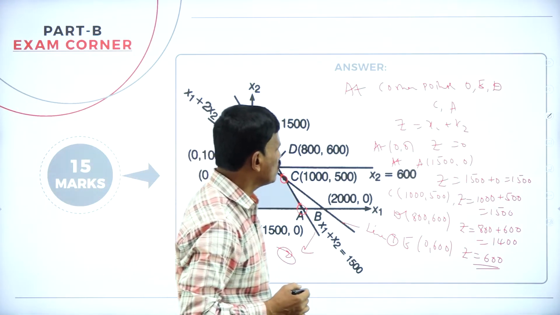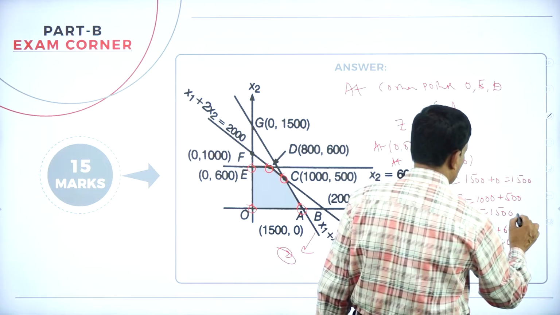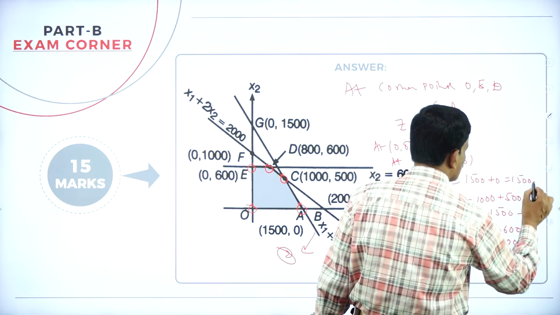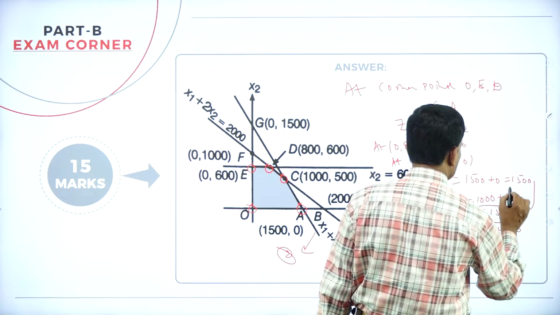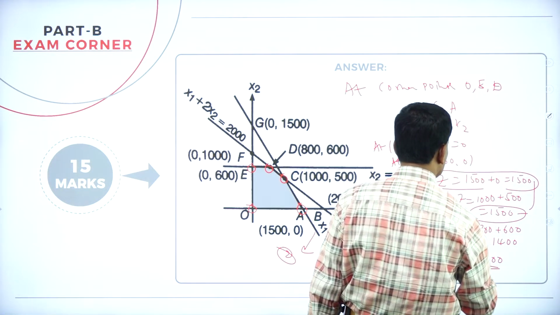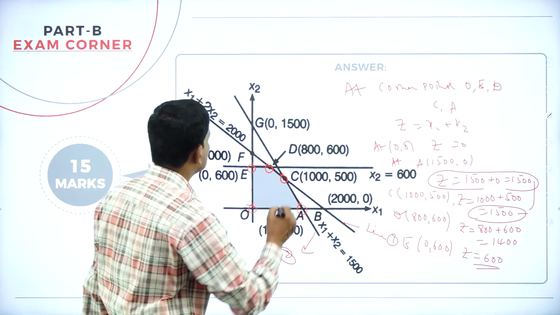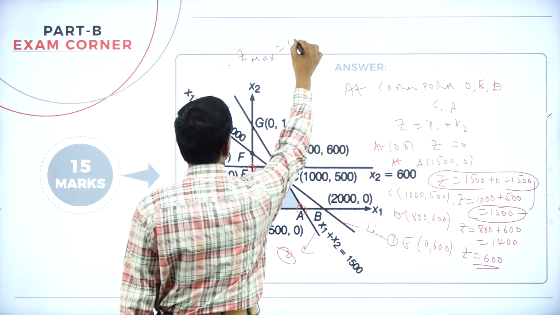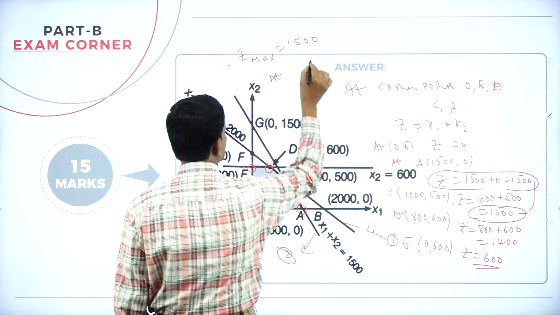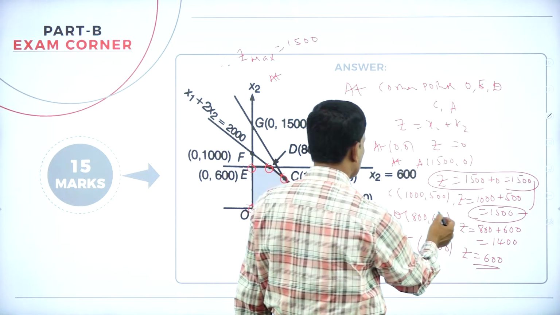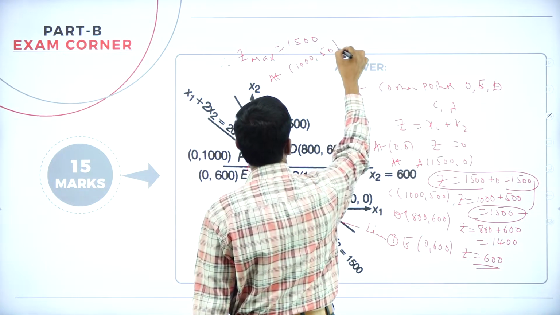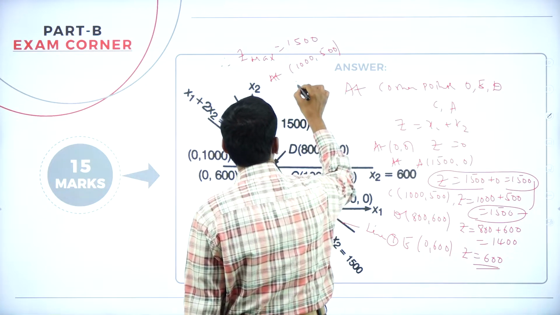So what is the maximum value? Here, this is the maximum value and this is the maximum value. So there are two maximum values, 1500 and 1500. Two maximum values are there. Therefore, Z maximum is equal to 1500 at what points? One point is (1000, 500).